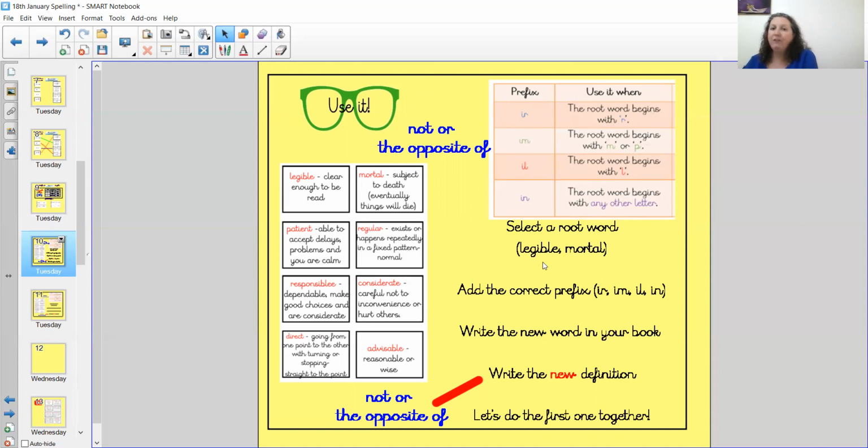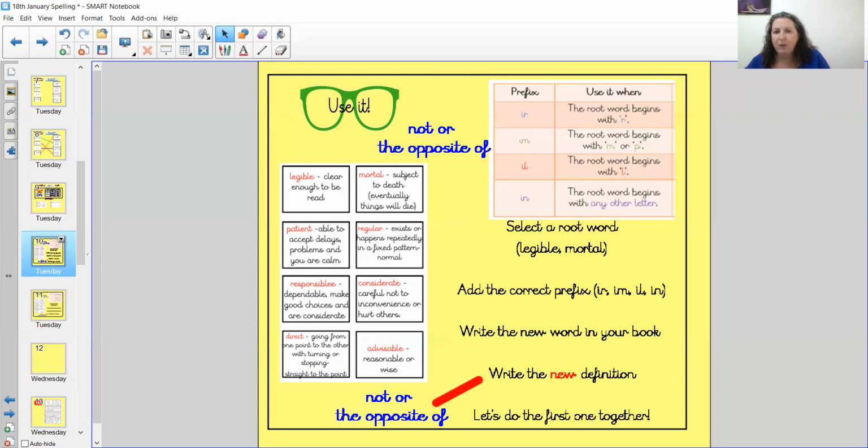So for example, if you select legible, I would like you to add the correct prefix, which will be the IL, and then you will write in your book the new word illegible. And then we're going to write the definitions. We need to remember that when you add this type of prefix, we are changing the definition. So it will either be the not or the opposite of. So you will rewrite that definition the opposite of what it is. For example, we'll do the first one together.